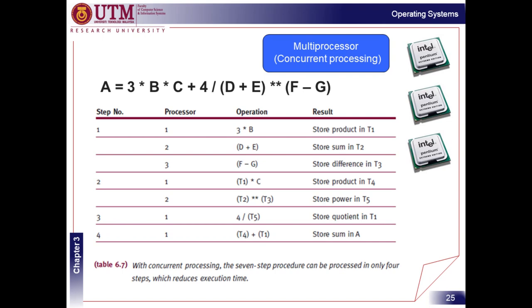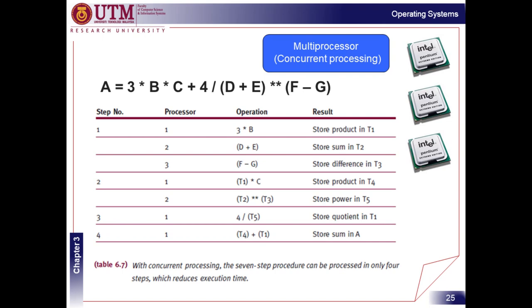For example, processor 1 calculates 3 times B and stores it in T1. Processor 2 calculates D plus E and stores it in T2. And processor 3 calculates F minus G and stores it in T3. In the next step, each processor uses the temporary variables from the previous step to perform another operation.